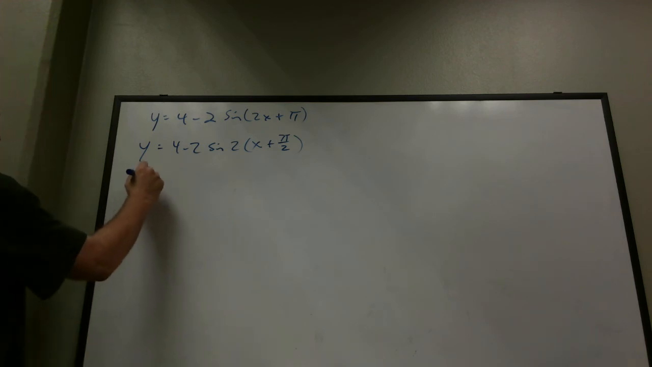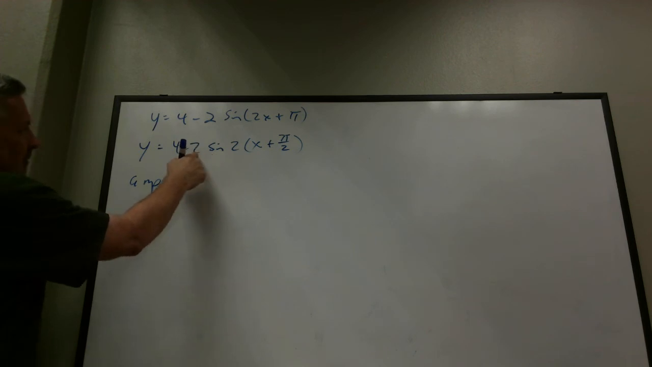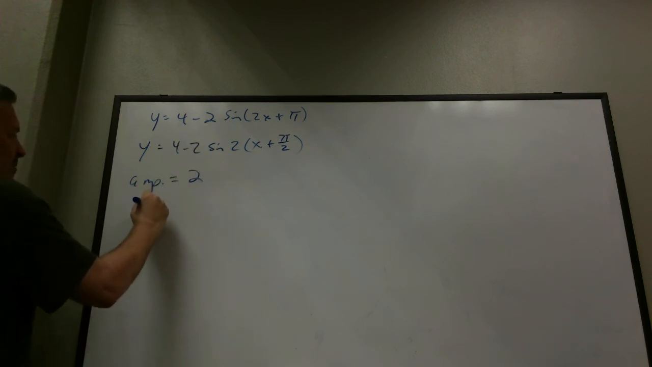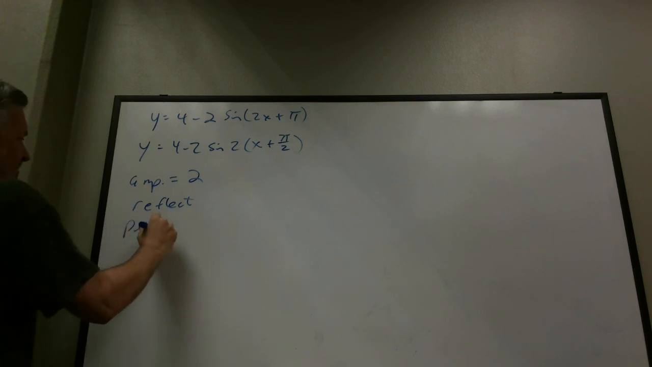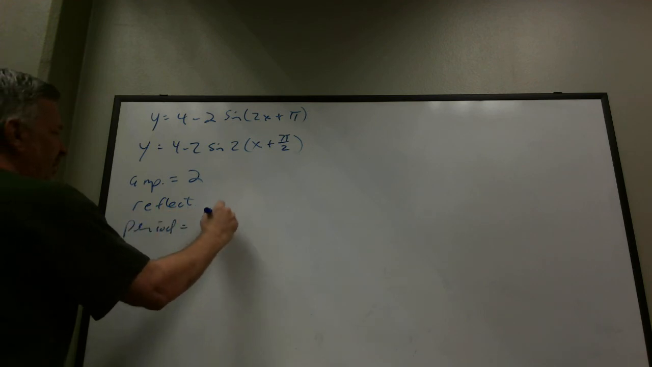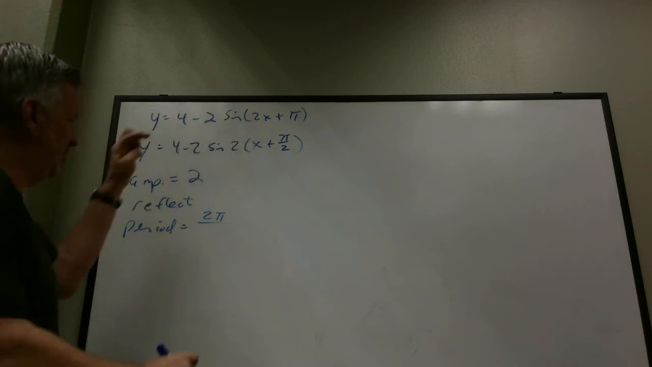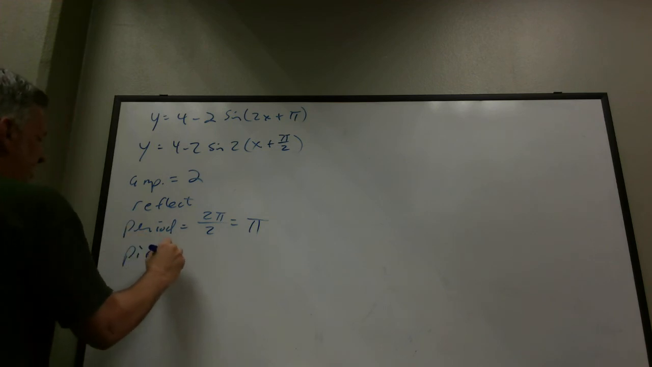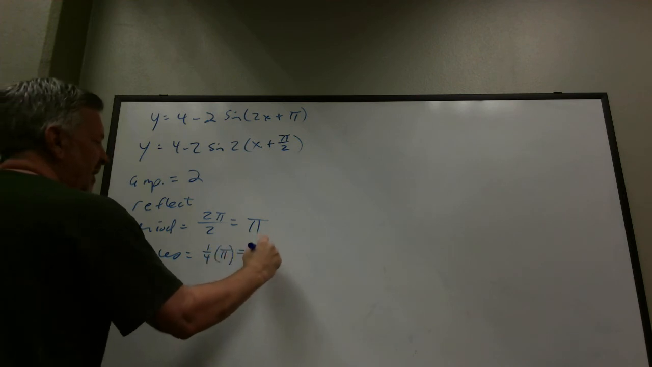Okay? Now, what about the amplitude? The amplitude's the absolute value of the coefficient of the trig function. Here, the absolute value of 2 is 2. But notice it is a negative 2 coefficient, so there's your reflection. Okay? Now, what about the period? The period is 2 pi, the original period of sine, divided by the coefficient of x, which is 2, so we get pi. Now what about the pieces? The pieces is a fourth of the period, which is pi over 4.